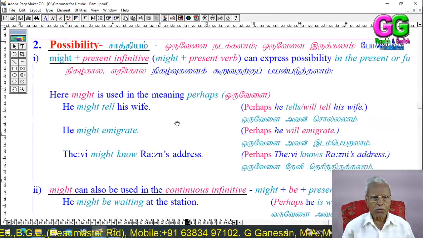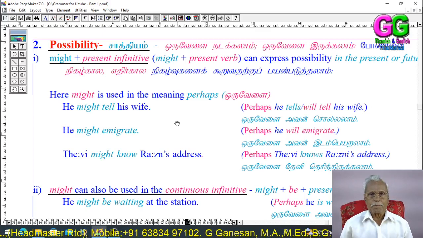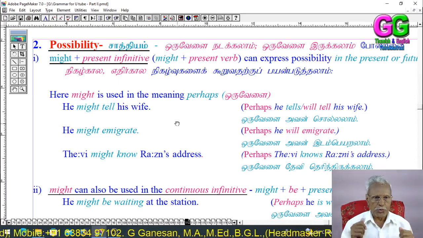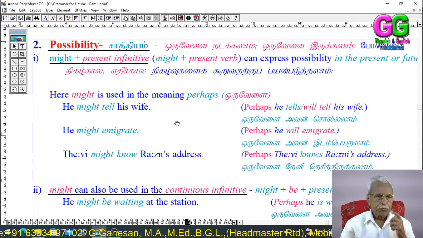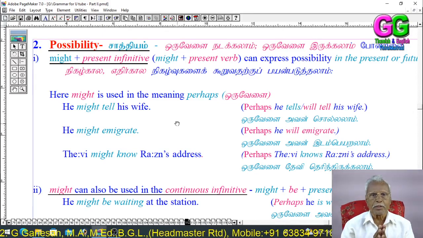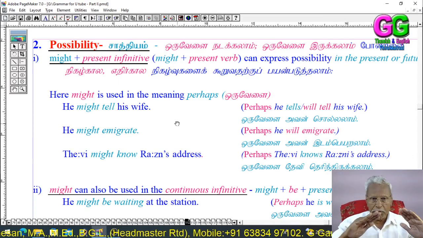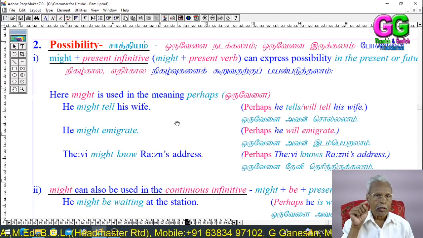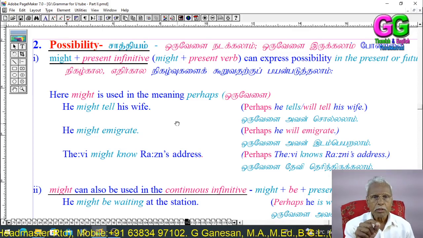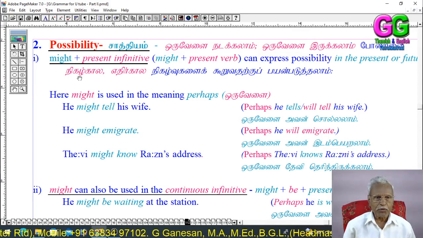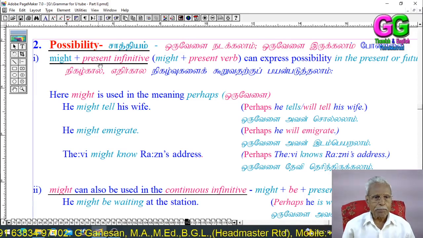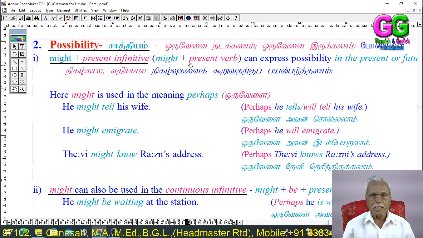Then we are going to see the possibility. That is the possibility where might is used. Here, possibility, might is used in the meaning of course, that is perhaps. Might is used in possibility with the meaning perhaps. Here the first pattern, the pattern of the verb under possibility: might plus present infinitive. That is might plus present verb.